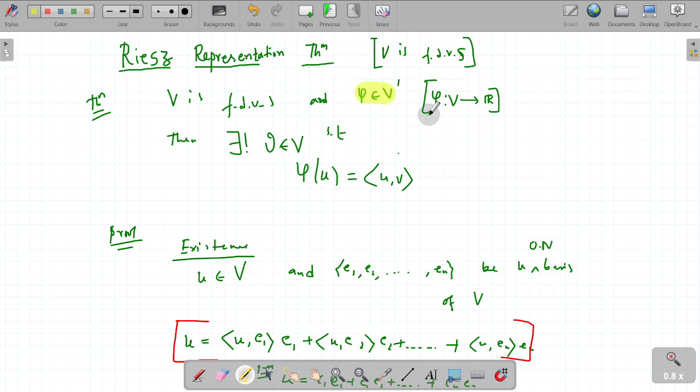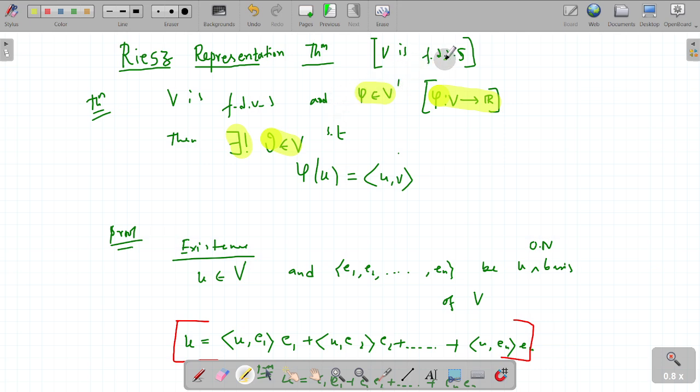Linear function on V. So what is a linear function? Linear functions are basically functions from V to its field, let's say R or C. So the theorem is saying that there exists a unique v belonging to V such that phi of u equals the inner product of u comma v.